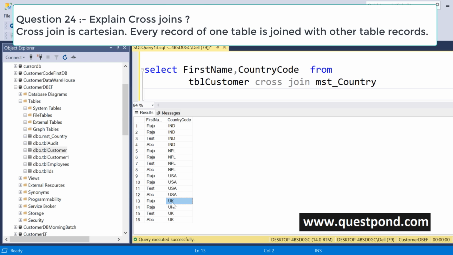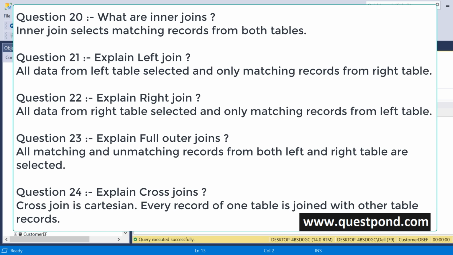So very quickly wrapping up, inner joins, only matching records. Left join, all the records from the left table and only matching records from the right table. Right join, opposite of left join, from the right table, all the records, and from the left table, only matching. Full outer join, matching and unmatching records from both the tables. And finally, cross join, it is a Cartesian product which takes every record of the left table and multiplies it with the right table.